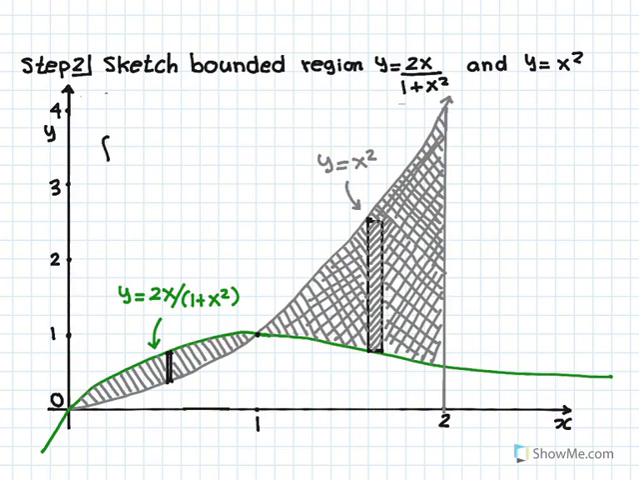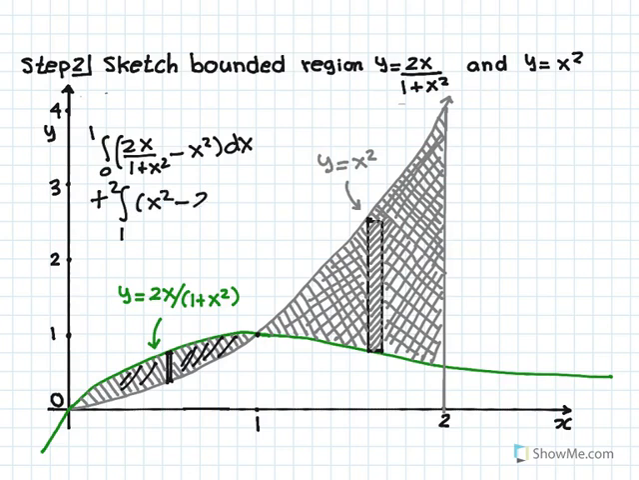So we'll have one integral from 0 to 1, 2x over 1 plus x squared minus x squared dx. And this definite integral represents this shaded area here. Plus, then we integrate from 1 to 2, but now the top function is a parabola x squared, and the bottom function is 2x divided by 1 plus x squared. And this is this region here.